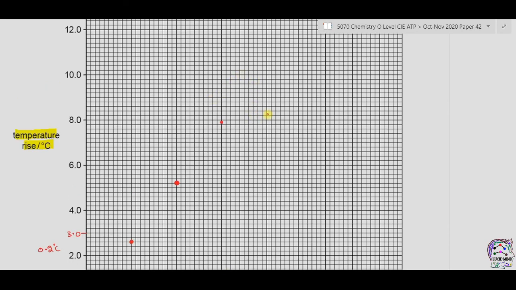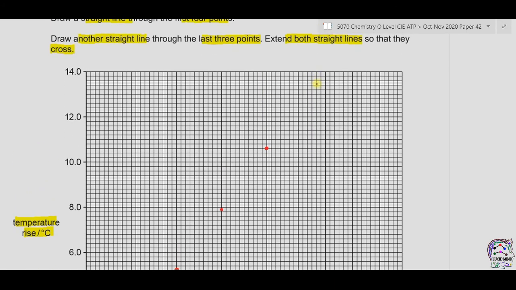Similarly, for 0.4 grams, the temperature rise is 10.6, so the value comes at this point. For 0.5 grams, it was 12.4, so this is the point. For 0.6, again the value is 12.4. For 0.7, again it is 12.4.